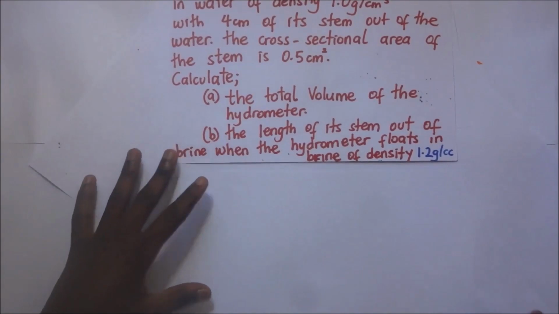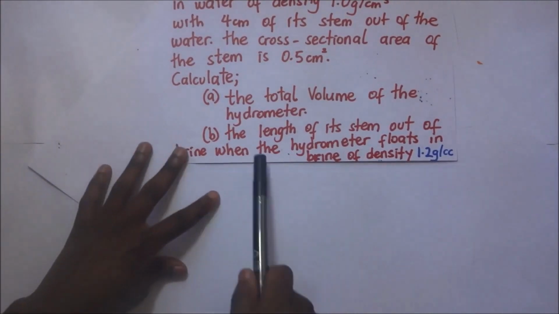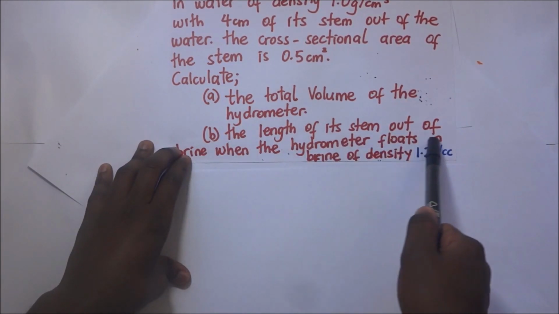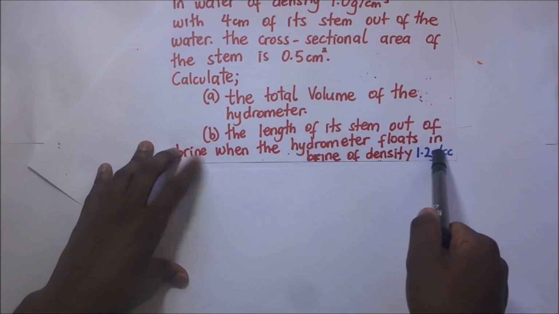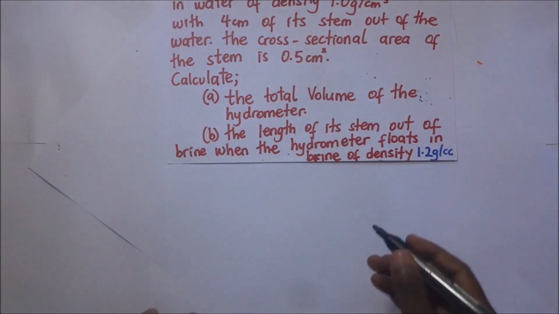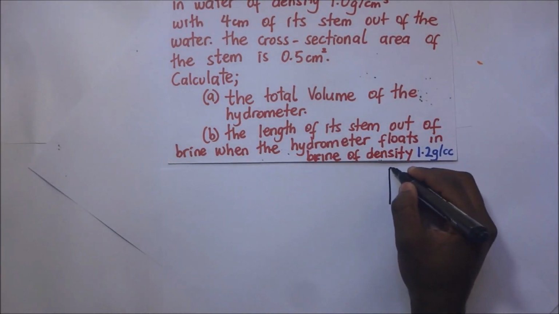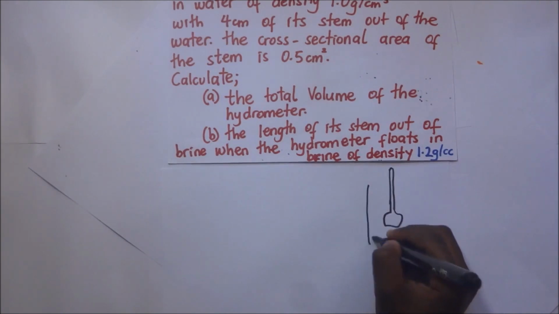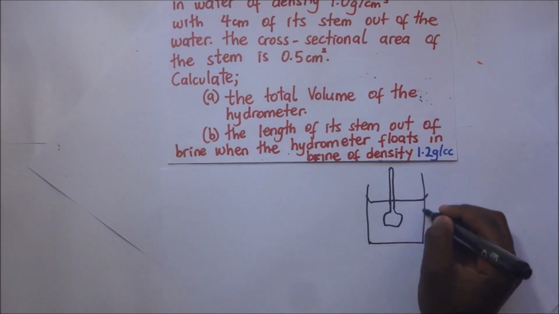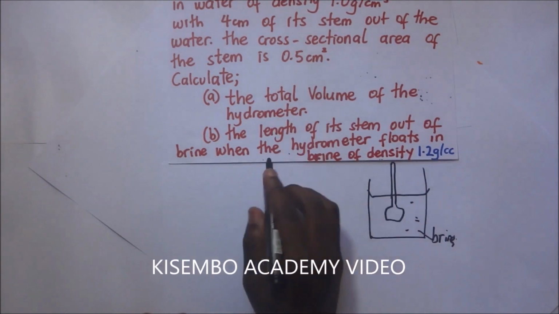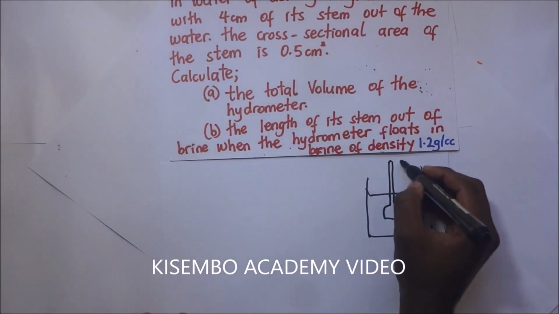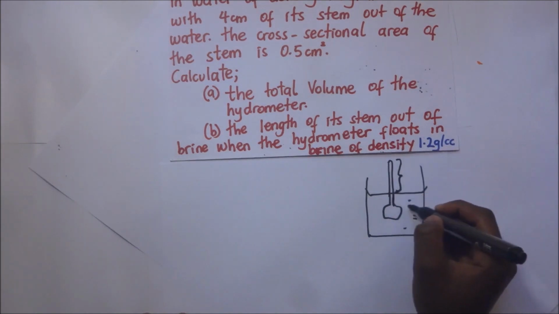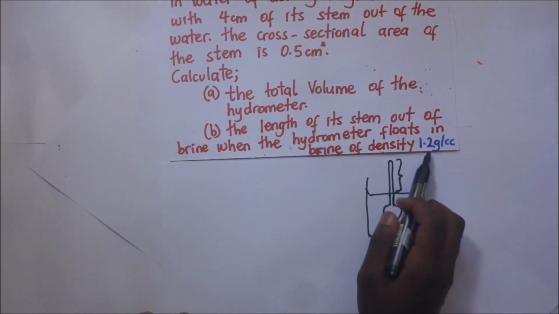Part B of the question is asking us to find the length of its stem out of the brine when the hydrometer floats in brine of density 1.2 grams per cc. So now we have gotten this. It is now floating in something else. It has now been put in what we call brine. And now the question asks us to find the length of its stem out of the brine. They want us to find that length out of this brine.